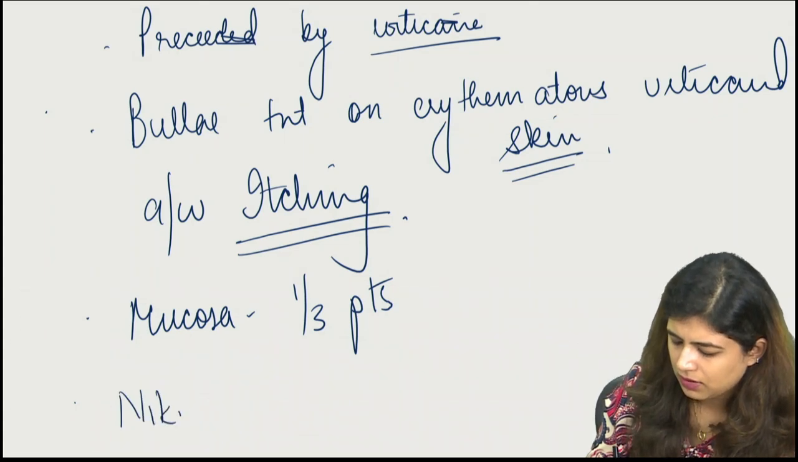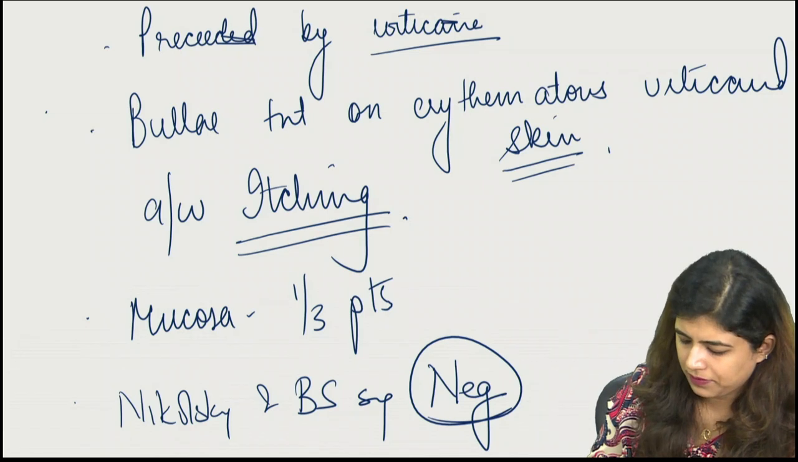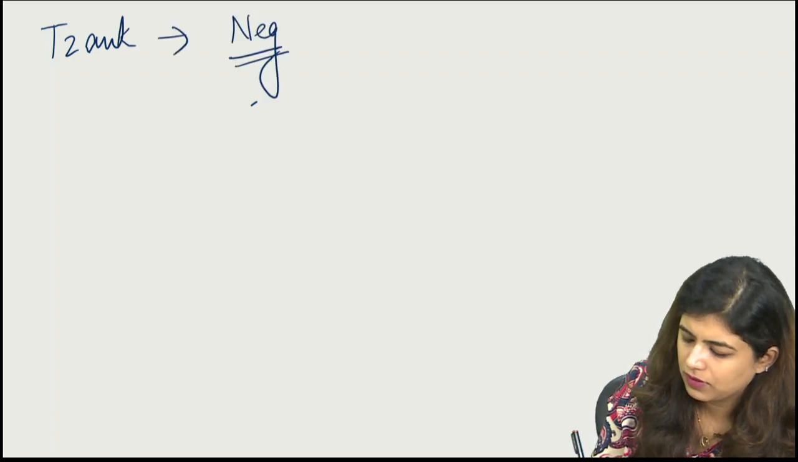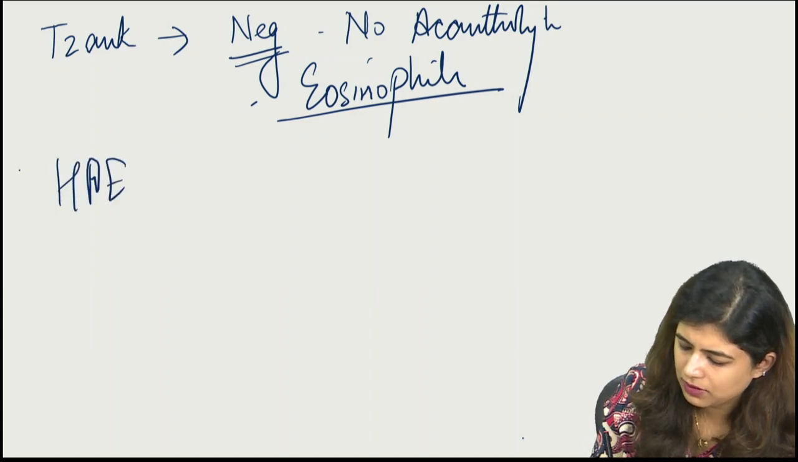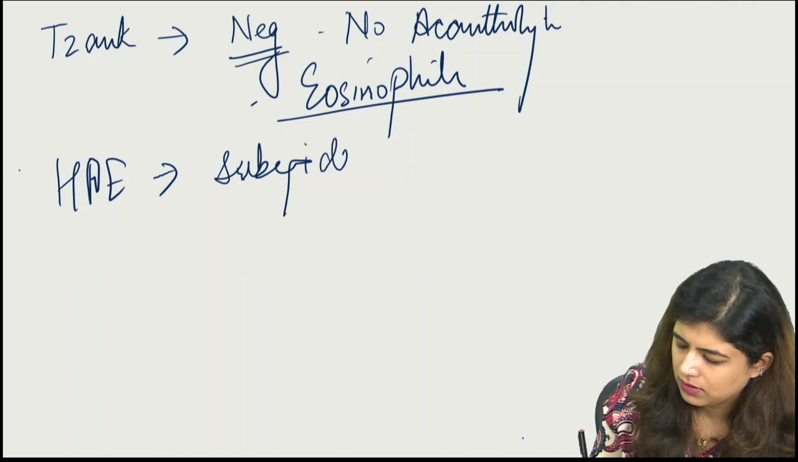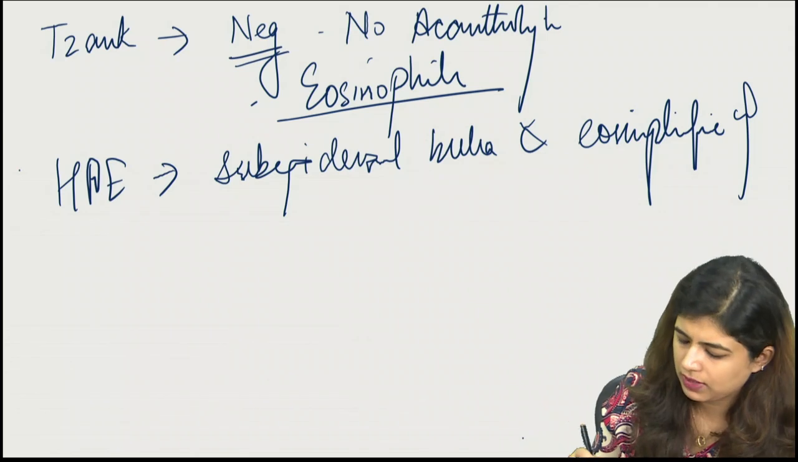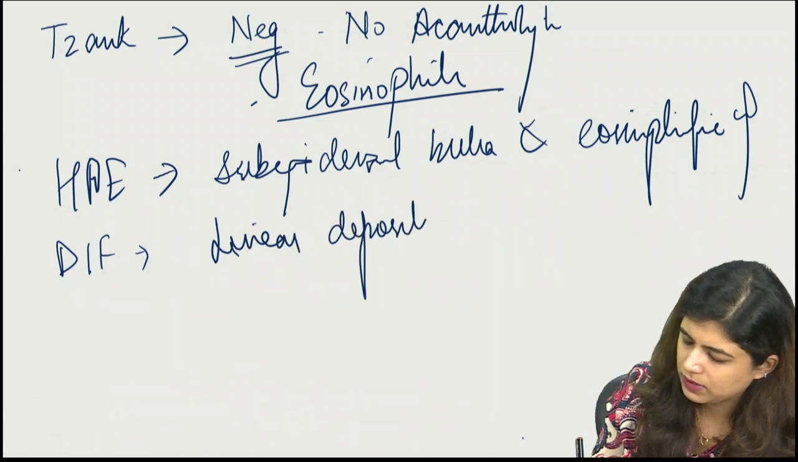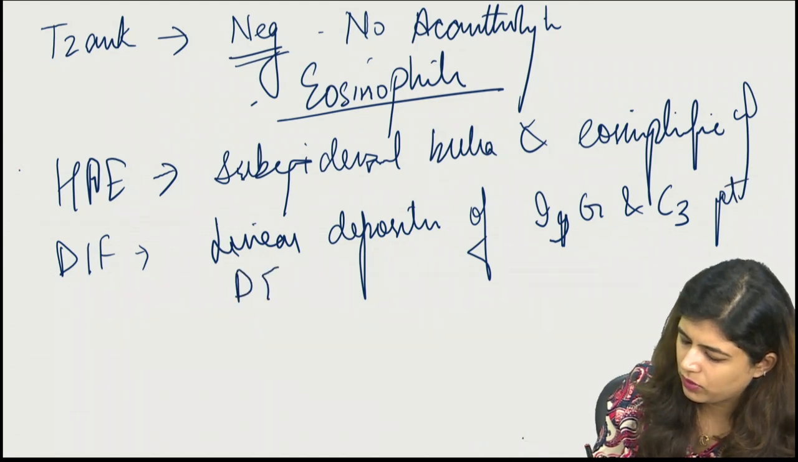When I do bedside tests, Nikolsky sign and bulla spread sign are negative. Tzanck smear is negative. There are no acantholytic cells, but I may see a few eosinophils. When I do histopath, I see a subepidermal bulla with eosinophilic infiltrate. In the DIF, it's a linear deposition of IgG and C3 at the dermo-epidermal junction.